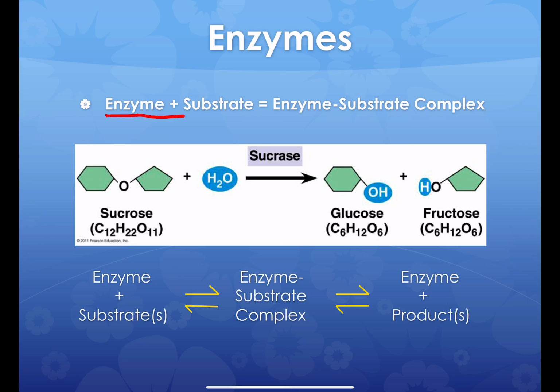Okay, so just like signaling molecules fit in a receptor protein in a very specific, precise way, enzymes and substrates also work the same way. They're very specific to one another. And when you pair an enzyme and a substrate up together, it makes what's called an enzyme-substrate complex.